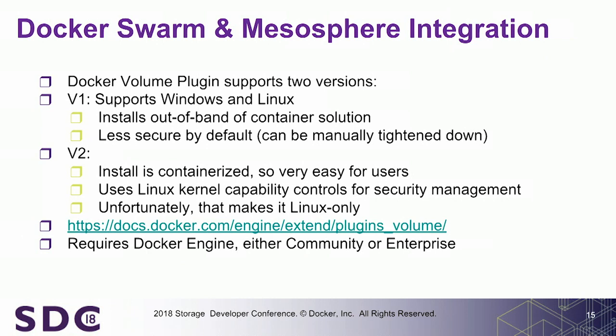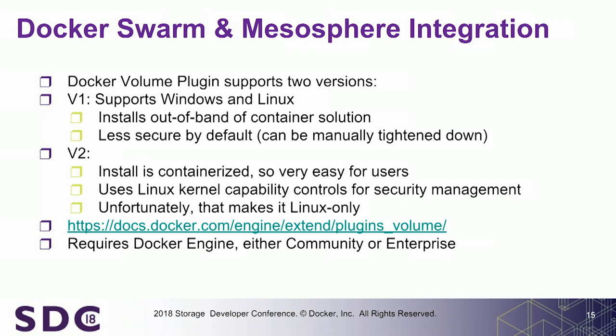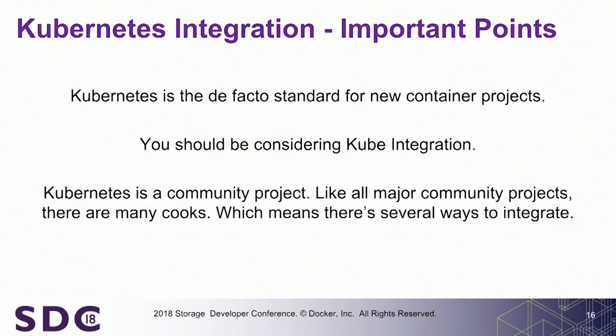The documentation is linked here. Again, it requires Docker Engine. And the API is really, really simple. There's four verbs: create, mount, delete, and list. Those are the only four verbs in the API. The other thing to be aware of with Docker Volume plugins is that we maintain a helper library at Docker. It's written in Go and already implements the Docker-facing side of the API. So even if you're not a Go developer, the code's pretty clean, so you can follow along and see how it does it. So, Kubernetes integration.